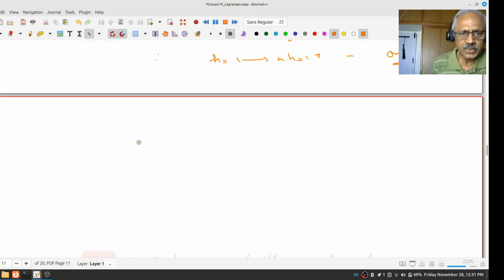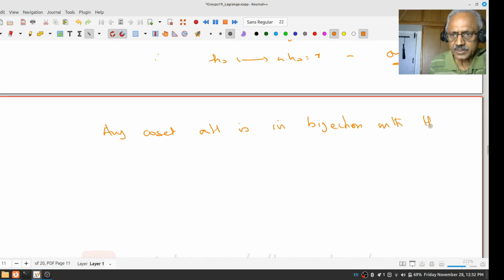So what have we shown? Any coset aH is in bijection with H. That is, intuitively, in aH there are as many elements as in H. Right? Okay. Now we are through.